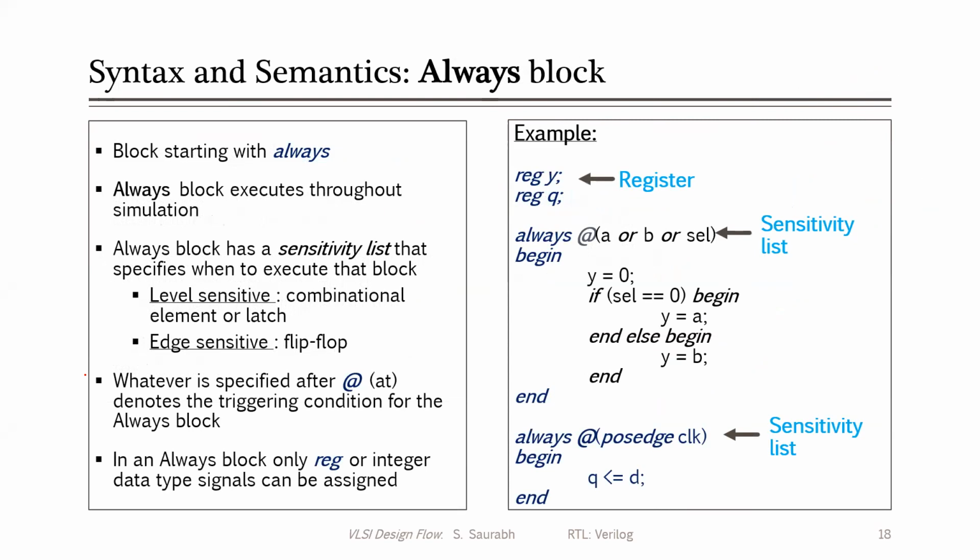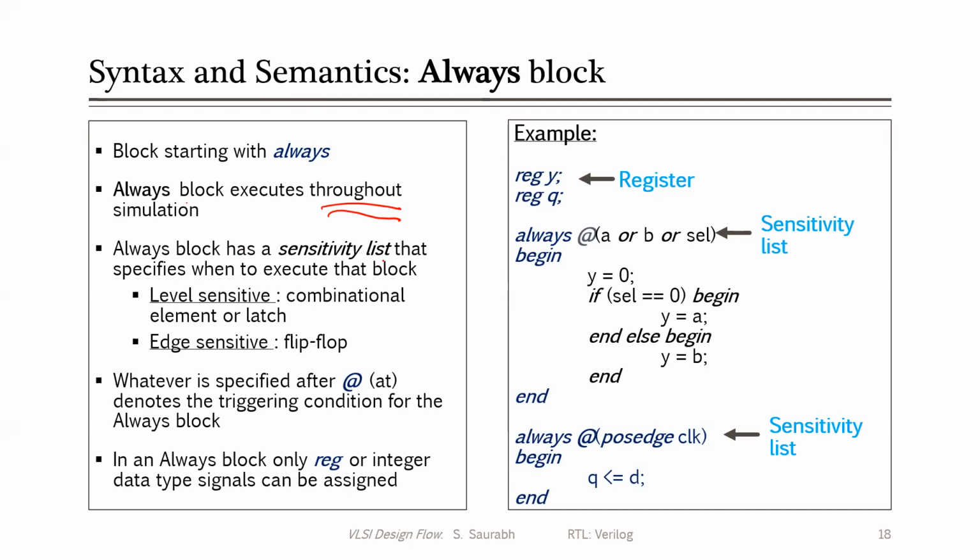Another type of block is an always block. A block starting with always is an always block, and an always block executes throughout the simulation. An initial block is executed only once. Once it is executed, it is finished and will not be seen again in the simulation. That's it for the initial block. But the always block is executed throughout the simulation.